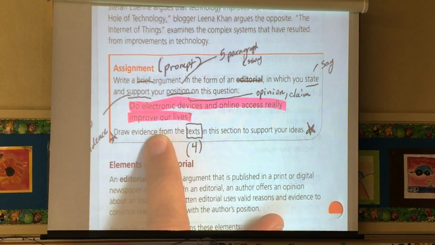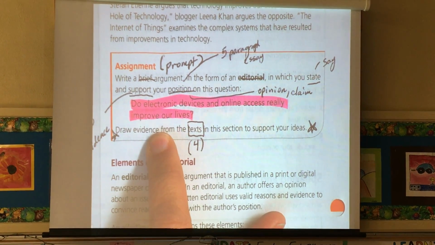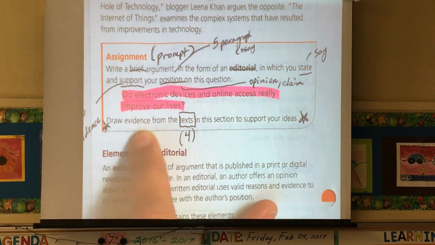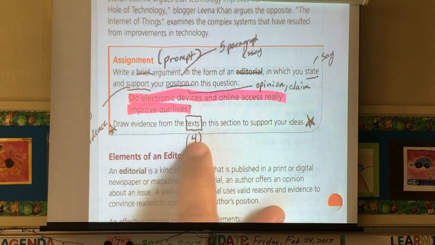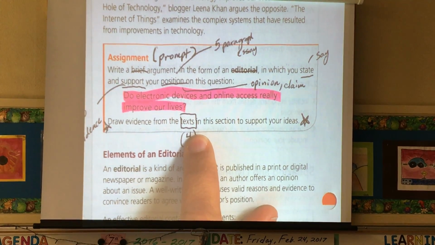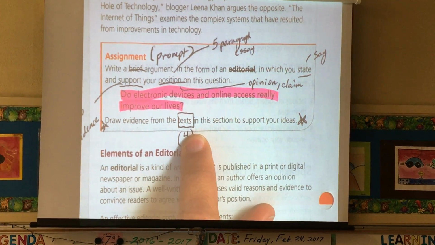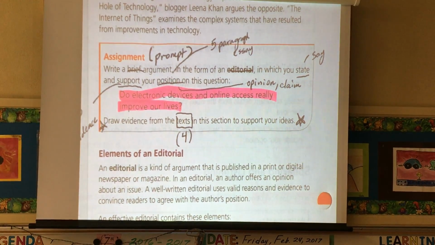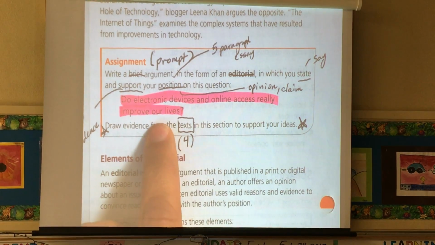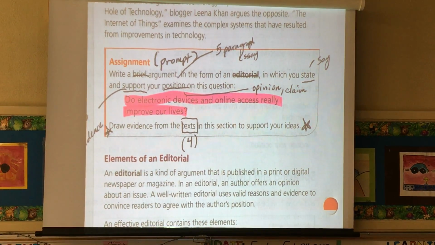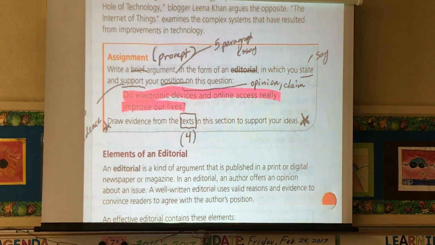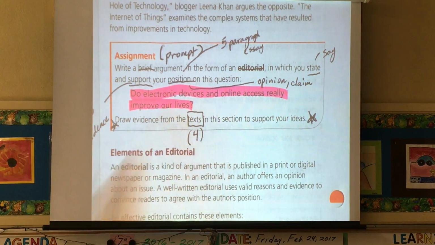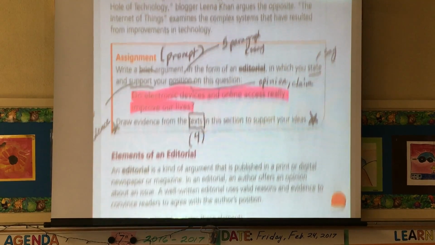Do electronic devices and online access really improve our lives? Draw evidence from the 4 texts that you read, and plus there was an extra text and a video if you need it in this section to support your ideas. That is the key. You are going to decide what your claim is. What is your opinion? What is your position on this issue here highlighted, the prompt? And then you're going to create a T-chart.